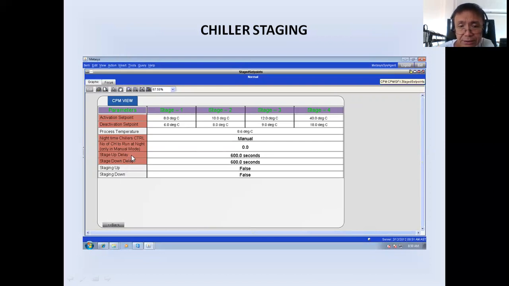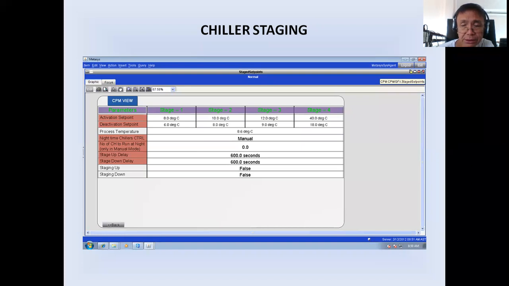Stage up delay, there will always be 600 seconds before it goes to that stage. This is the delay time before you go to the next stage. Then stage down delay, you also have 600 seconds. Now these parameters are flexible. The operator can change them. Now let's go to the next stage.